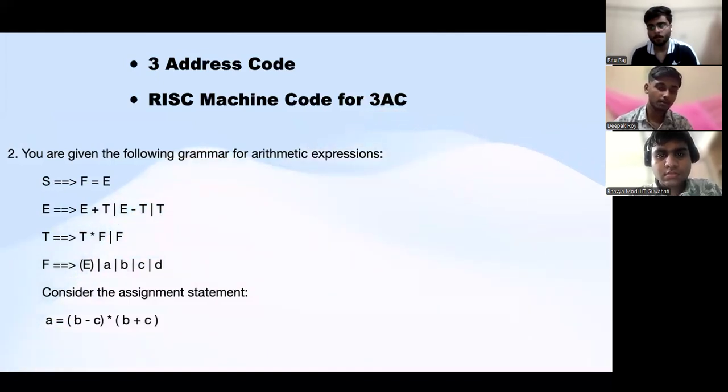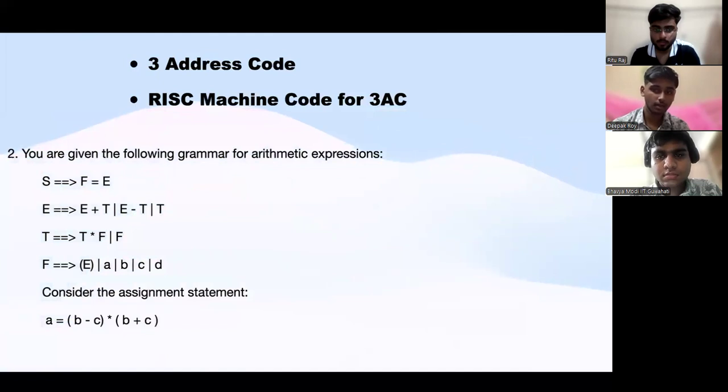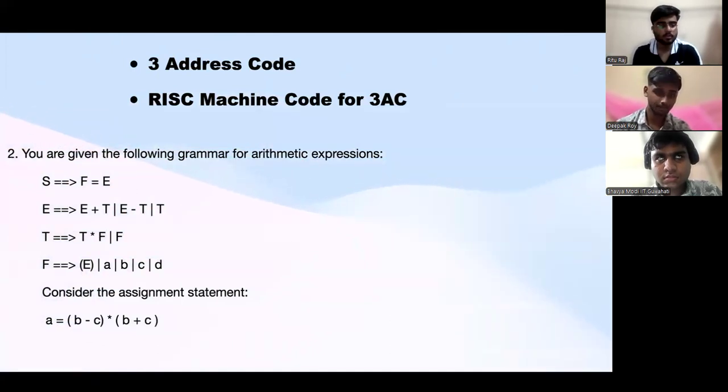We have to remember that the given assignment should be in the correct form. It should be B minus C into B plus C. It shouldn't be B plus C into B minus C, or C minus B into B plus C. Otherwise, the whole meaning will get reversed.